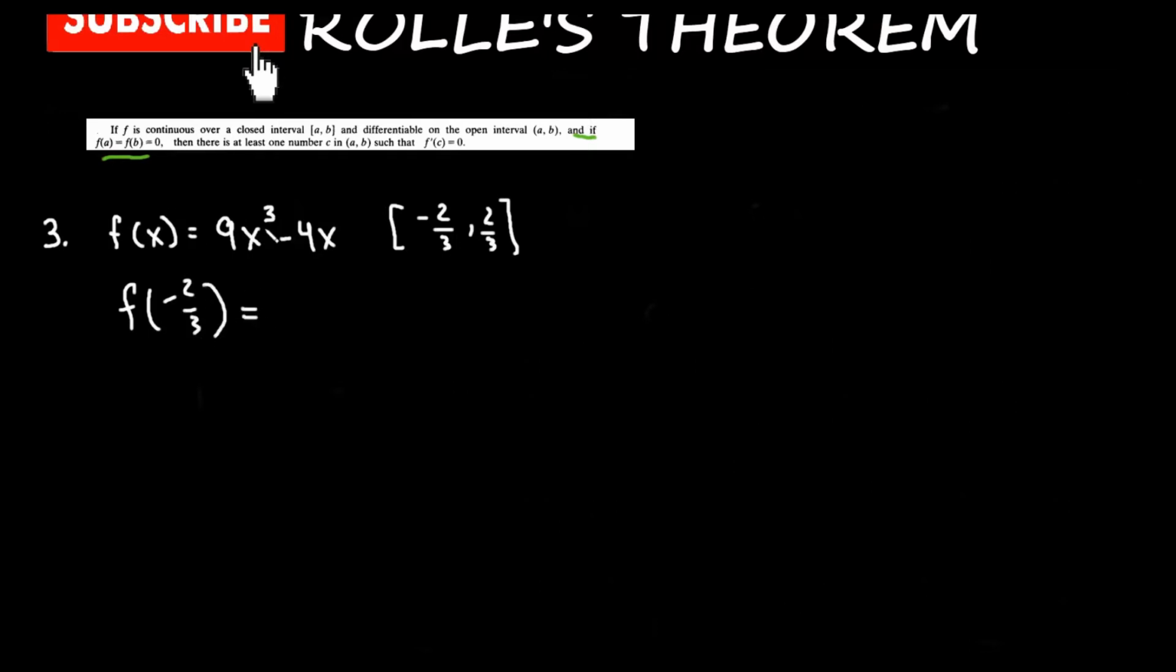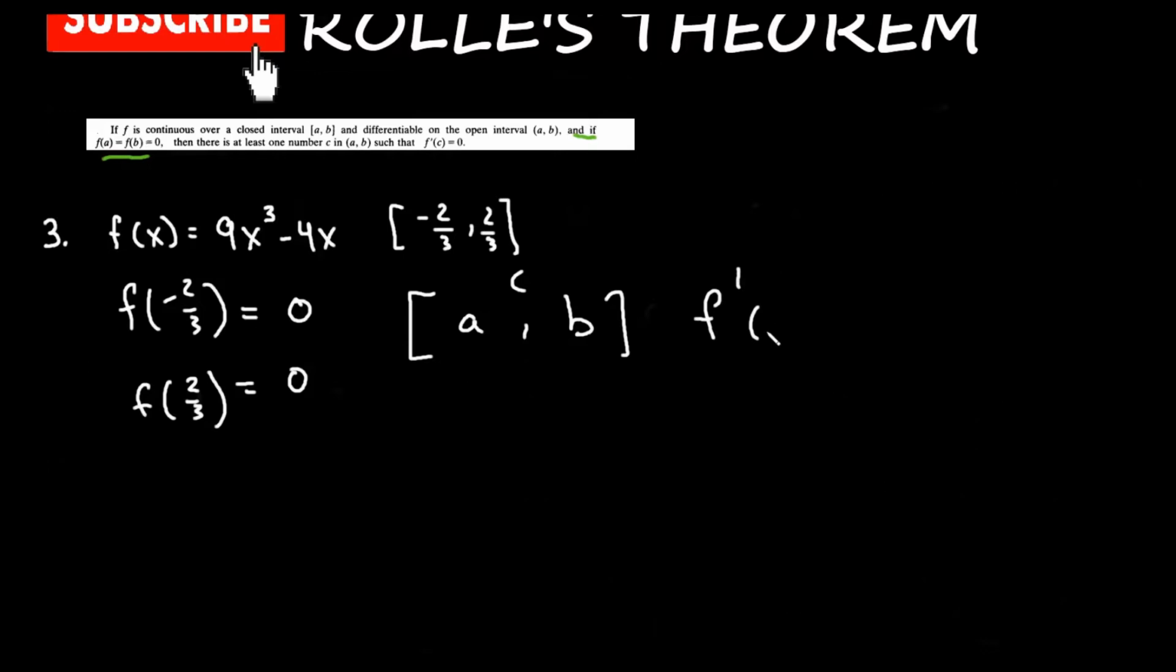So if we plug in negative 2 by 3 here, we'll see that it is 0. f of 2 by 3 is 0 as well. You can try it yourself if you want. So that means there must exist some c on this interval that makes f prime of c equal to 0. So if I take f prime of this function, we get 27x squared minus 4.